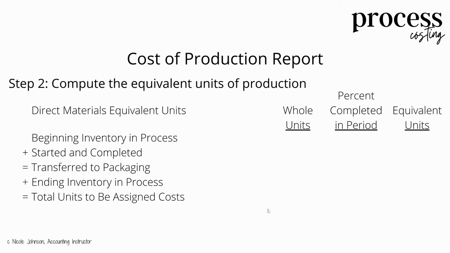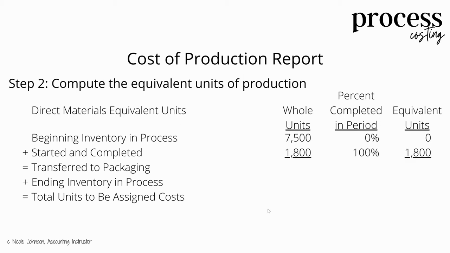Now remember, beginning inventory in process plus started and completed equals transferred to packaging. We add ending inventory in process, and that gives us the total units to be assigned costs. So in the beginning inventory in process, we had 7,500 units. These were completed in the previous period because the information stated that they add the direct materials costs as soon as the units go into production. So we will take the whole units times the percent completed in the period to get our equivalent units. In this case, 7,500 times 0 is 0.